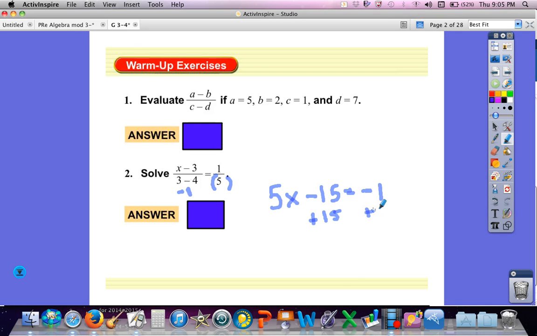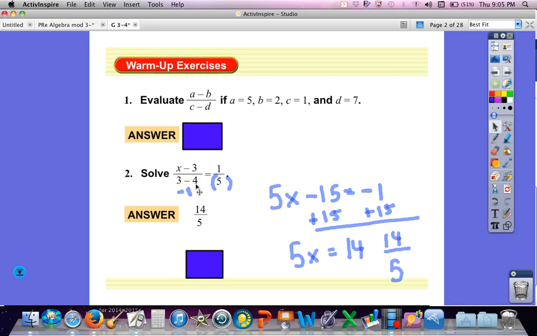Add 15 to both sides. 5x equals negative 1 plus 15 is 14. And that's 14 over 5. So that would have been very difficult to try and figure out x mentally using another system. It didn't look right. Even I was nervous before I pulled it away that I had done something wrong, but that is the correct answer.